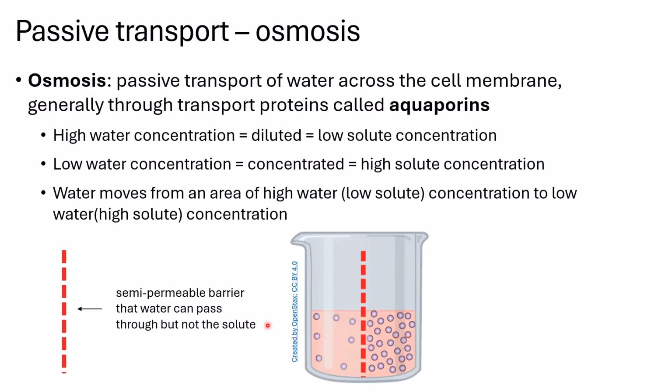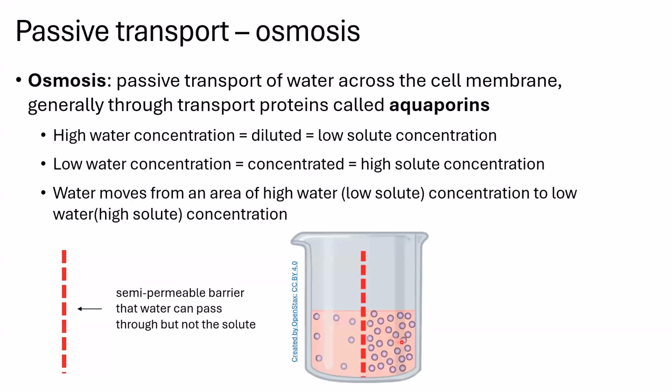The two sides of the barrier are separated by this red dashed line, which represents a semi-permeable barrier that allows water through, but does not let any solids through. Only water can move across the membrane. The left side is more diluted, since there is more water and fewer solutes. The right side is more concentrated, with less water and many more solutes.